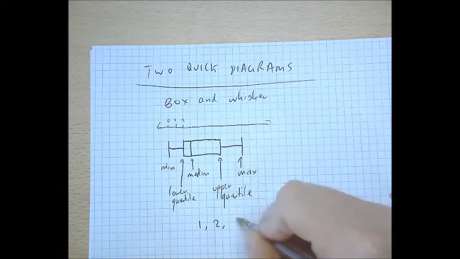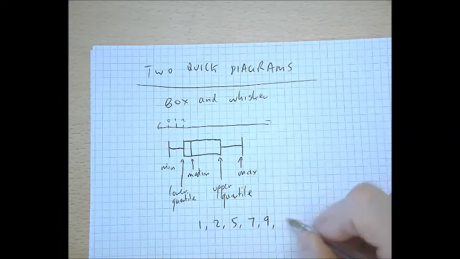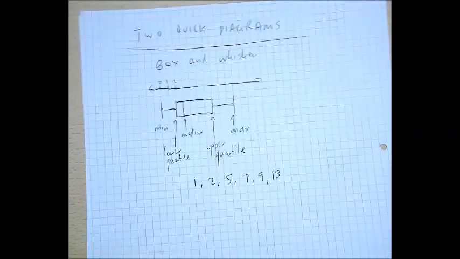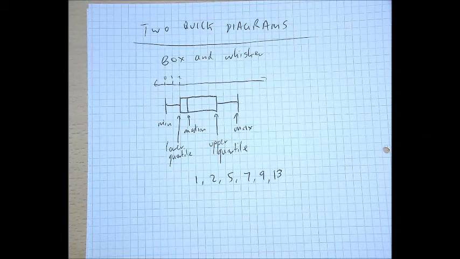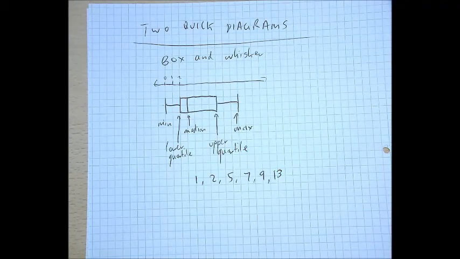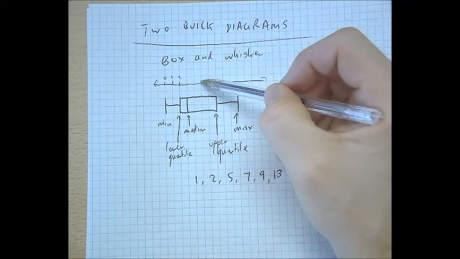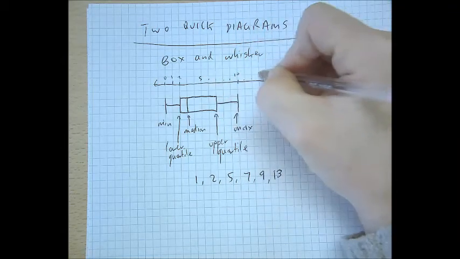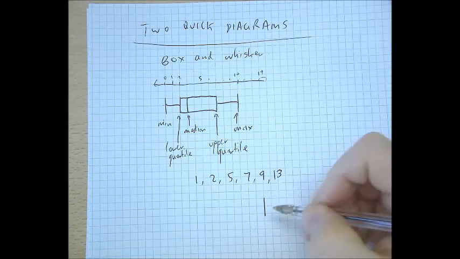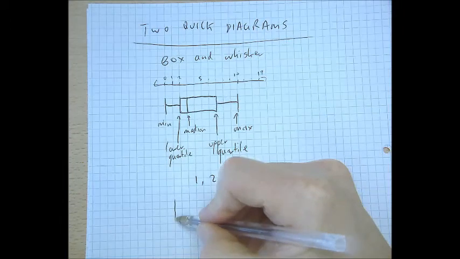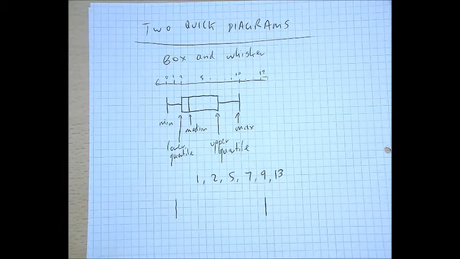1, 2, 5, 7, 9, 13. I've very kindly put them in order for you. What's the maximum? 13. So it's 5. Okay, so the maximum goes there using the scale above. What's the minimum? 1. That goes there. What's the median? There are 2 middle numbers. What's halfway between them? A 6.